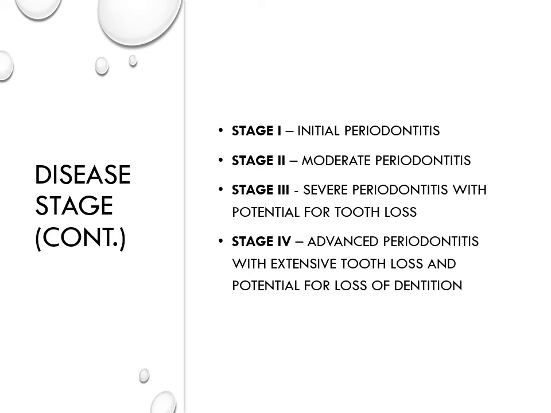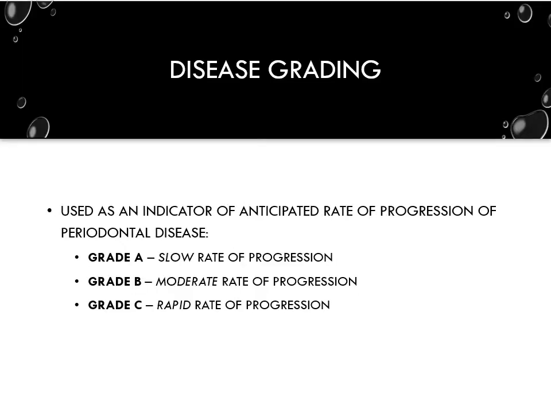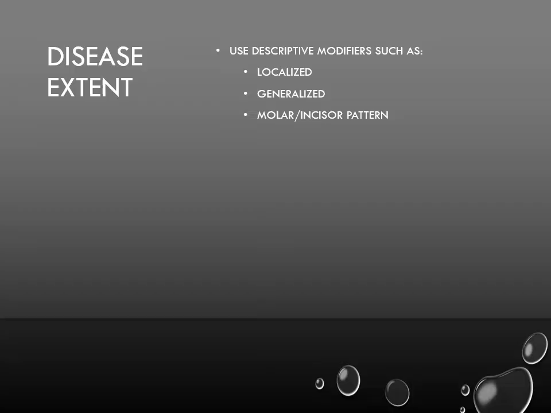And then stage 4 is going to be advanced or severe with extensive tooth loss and the potential for the loss of dentition. When it comes to grading, this is used as an indicator of anticipated rate of progression for the periodontal disease. Again, grade A is a slow rate of progression, B is a moderate rate, and C is a rapid rate.